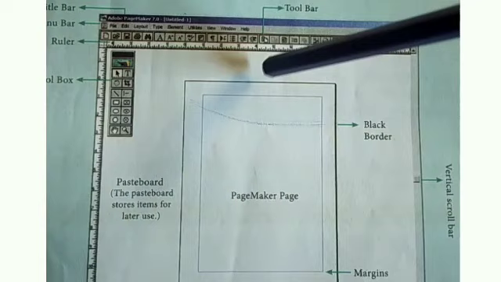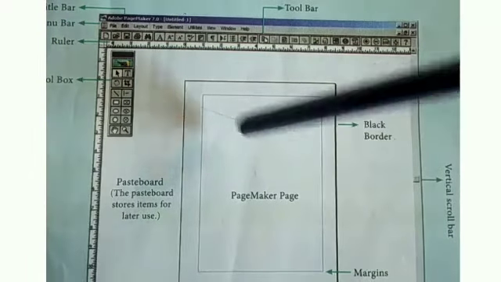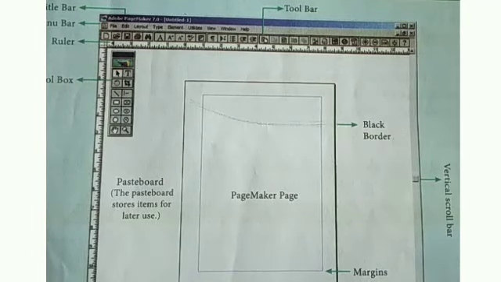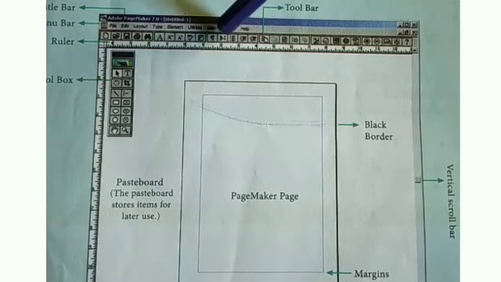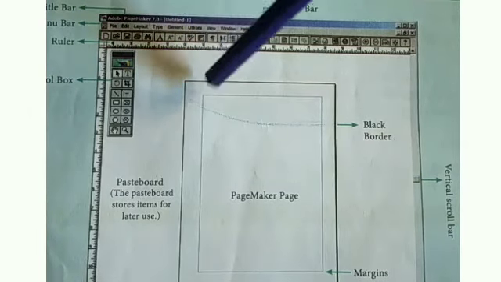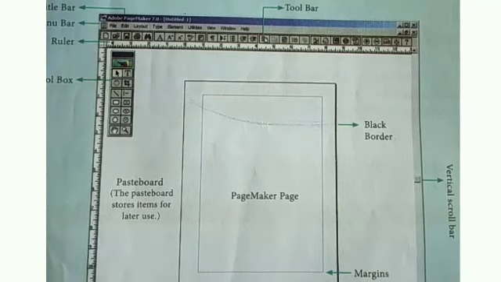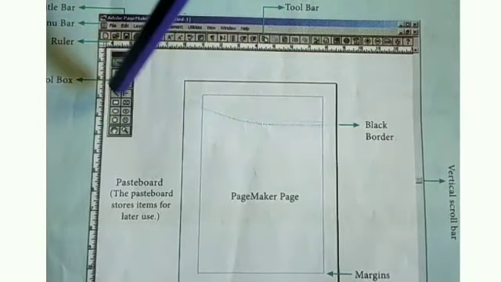We can set the top margin, bottom margin, right side margin and left side margin. We can set using the ruler option. In case the ruler is not visible in the window, we can use the menu View and select the option Show Ruler. If you want to hide the ruler, in the same menu we can use View and select the option Hide Ruler. And next, on the left side there is the toolbox, having many options.